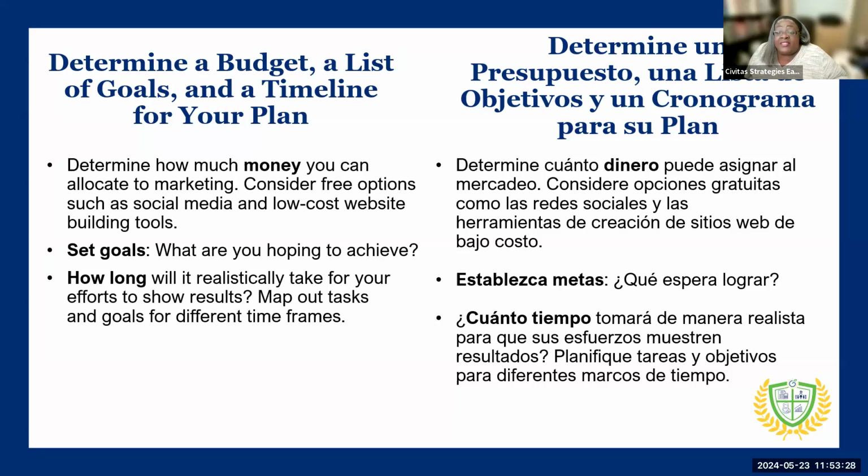Keep in mind that the amount of time it will realistically take for your efforts to show results will vary. So keep that in mind. What does a successful timeline look like for you? Well, mapping out tasks and goals for different time frames, such as your 30-day, your 3 month, your 6 months, that's going to allow you to approach marketing both realistically and strategically.